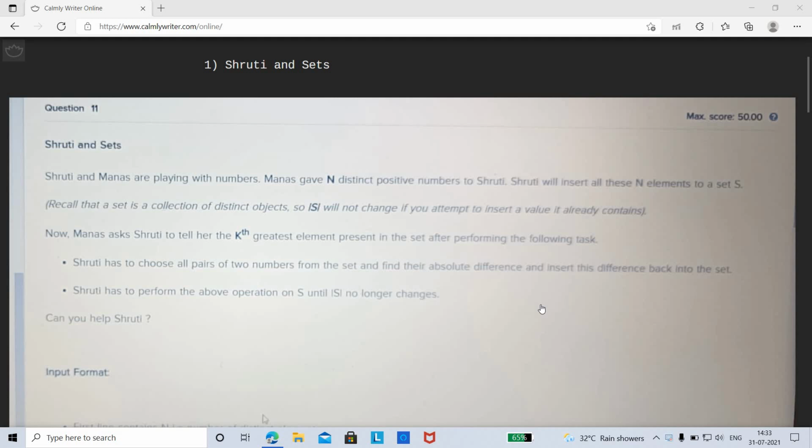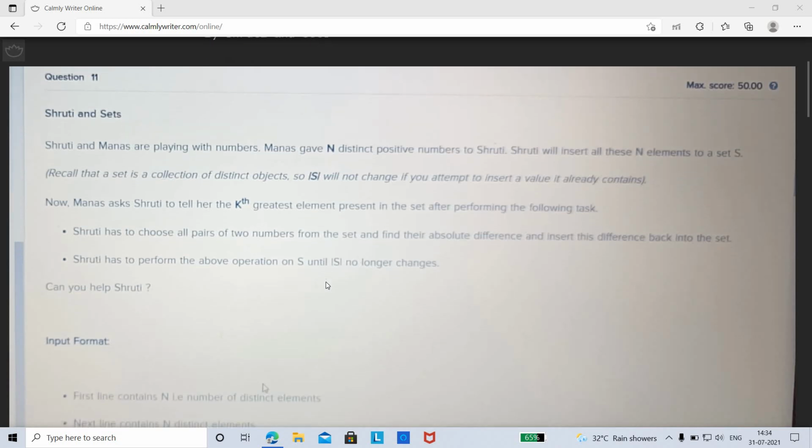The question is: Shruti and Manas are playing with numbers. Manas gives Shruti n distinct positive numbers, and Shruti will insert all these n elements into a set S. After that, Manas will ask Shruti to tell her the kth greatest element present in the set after performing the following task. The main thing is that you need to find the kth greatest element. Suppose k is equal to 1, you find the largest element in the set, or suppose k is equal to 2, you find the second largest element in the set.